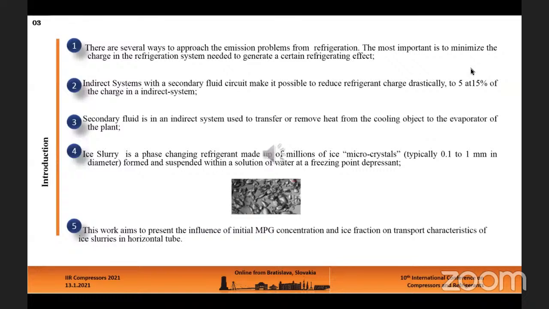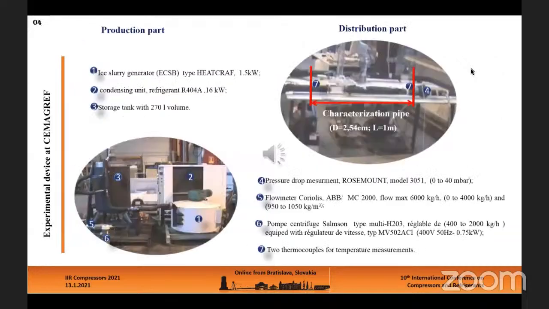Four, ice slurry is a secondary refrigerant. It is a fast-changing refrigerant made up of millions of ice crystals formed and suspended within a solution of water. Five, this work aims to present the influence of initial MPG concentrations and the ice fraction on transport characteristics of ice slurry in a horizontal pipe. The experimental setup is composed of two parts, the production part and the distribution part, connected together by a storage tank.